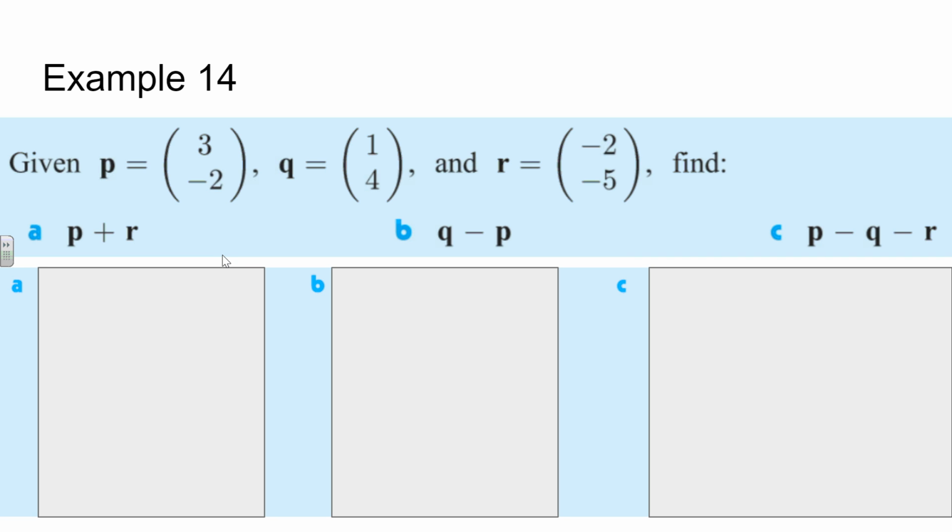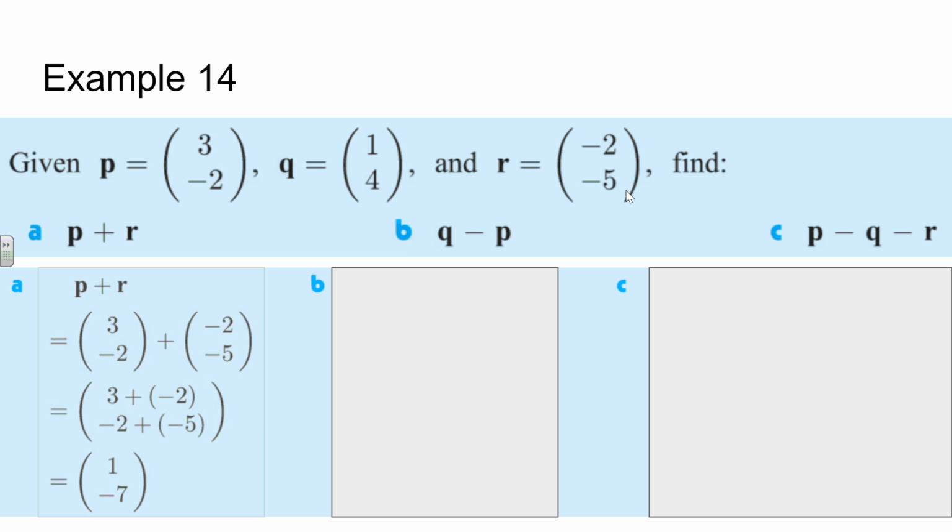All right. Take a look at this example here. We have vectors P, Q, and R. The first one says vector P plus vector R. So I take vector P, (3, -2), and I add to it vector R, (-2, -5). I'm just going to add the components. So 3 plus negative 2 gives me a 1. And then negative 2 plus negative 5 gives me a negative 7, as we see right here.